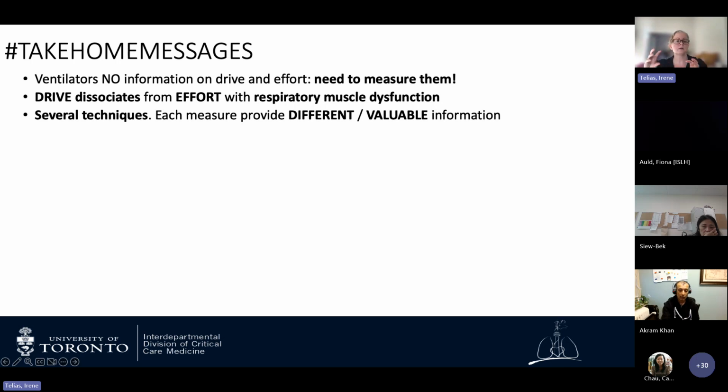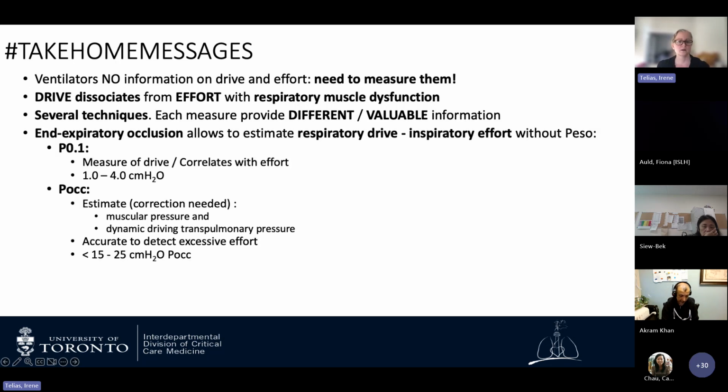And you can have more than one, and then maybe try to understand a little bit better how your control of breathing and respiratory muscle performance is working. Here, focusing on the main two that we can use at the bedside, P0.1 and POC. So P0.1 primarily measures respiratory drive, but also correlates with effort, particularly extreme values, less than 1 or more than 4.